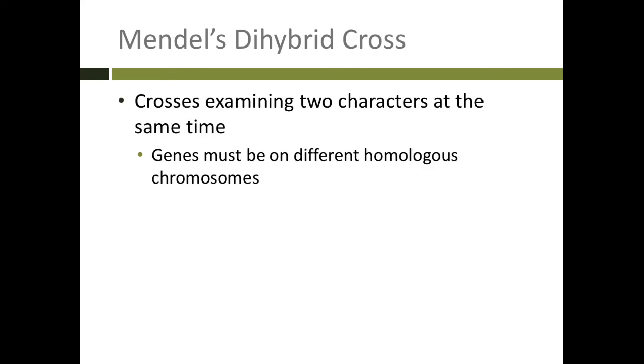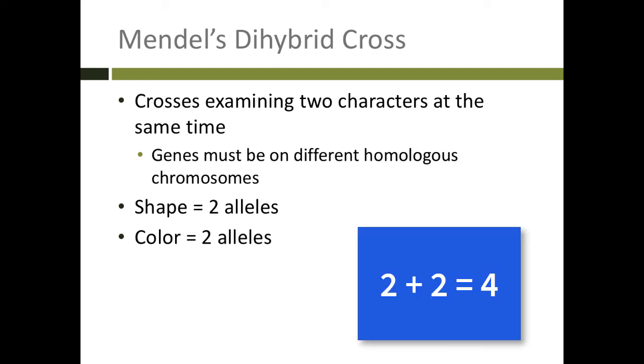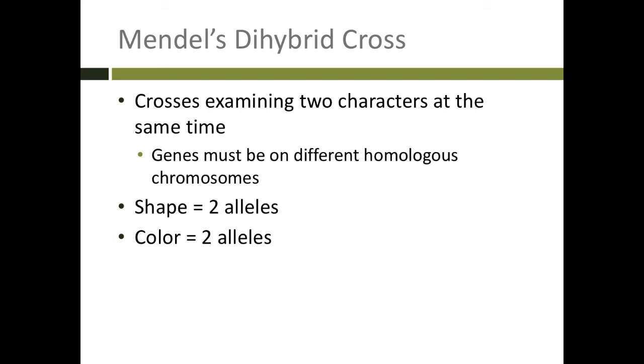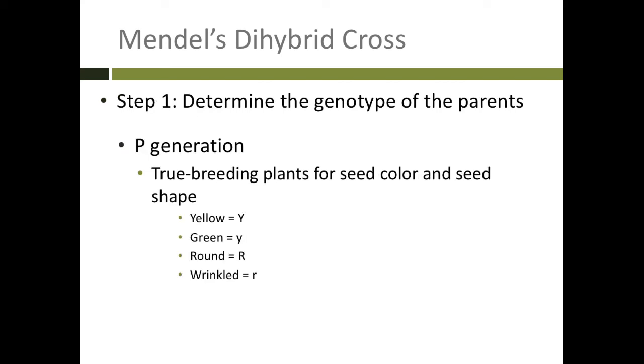Mendel also performed crosses and observed 2 characters at the same time. For example, the color and shape of peas. Since we are tracking 2 traits, you have 4 different alleles to keep track of, as each trait, either color or shape, has 2 alleles associated with it. What Mendel found was that the alleles for the 2 traits will assort independently, but only if they're on different chromosomes. Mendel started with normal, true breeding pea plants, looking at seed color and shape.